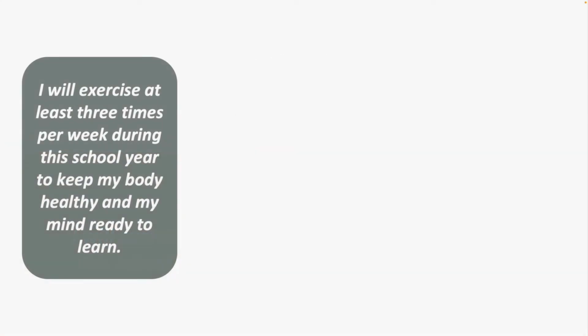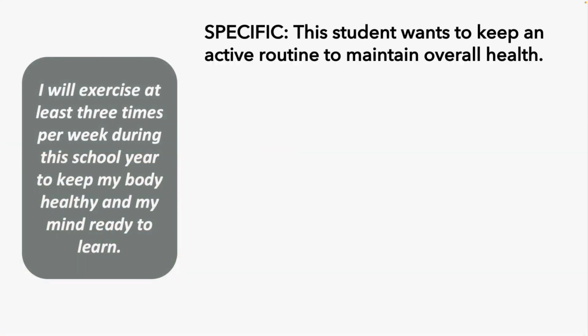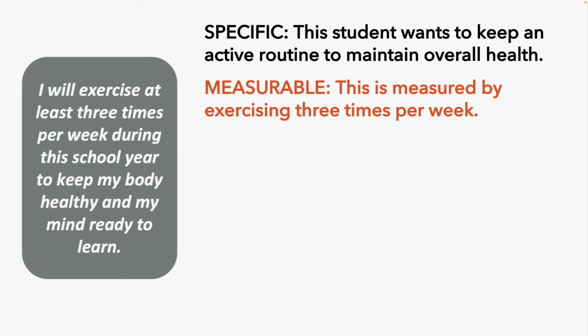So let's look at this SMART goal and break it down. The S, it has specificity. This person, this student, let's say, this is a student's goal, wants to keep an active routine to maintain their overall health, so they're being specific about what it is they want to accomplish. The M, the measurability, comes from the statement about exercising 3 times per week. That's something you can measure.